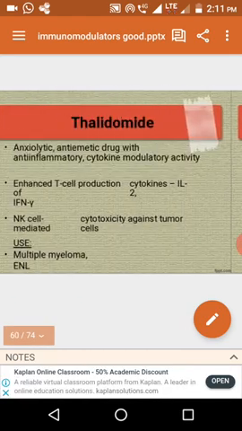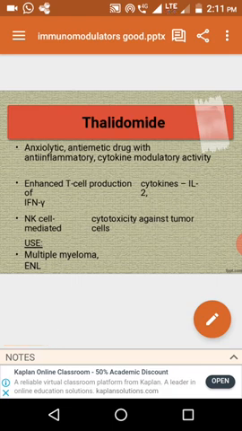Next, thalidomide. You already know thalidomide as used in multiple conditions, as an anxiolytic, an antiemetic, or an anti-inflammatory drug. How does thalidomide work? It enhances cytokine production from T cells, such as interleukins and interferon alpha, and also the cytotoxic activity of natural killer cells. NK cells means natural killer cells, with cytotoxicity against tumor cells. With this it is used for its immunostimulant activity.